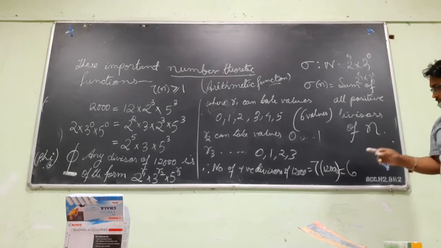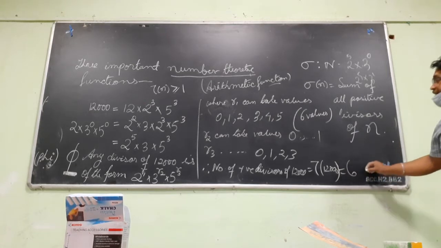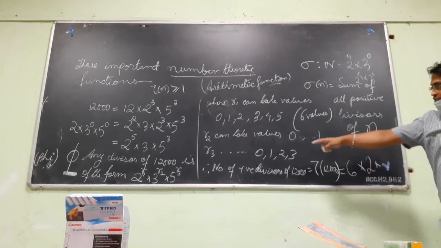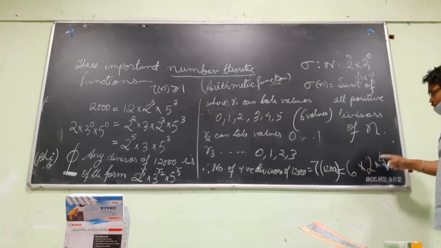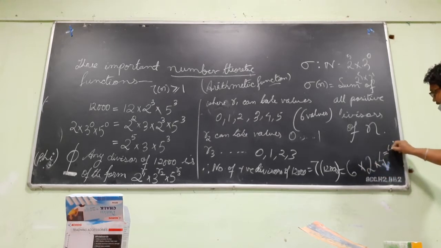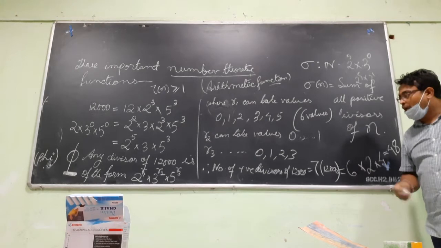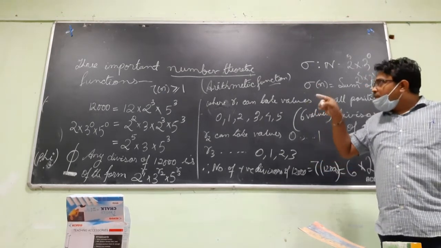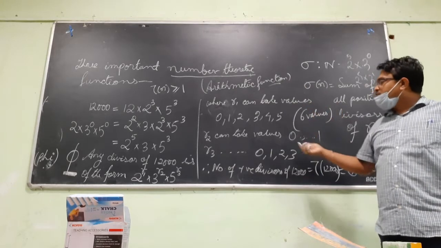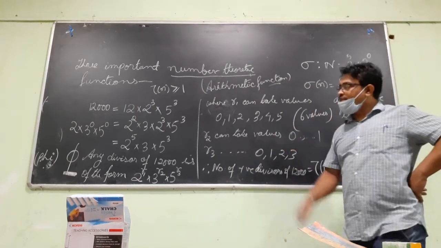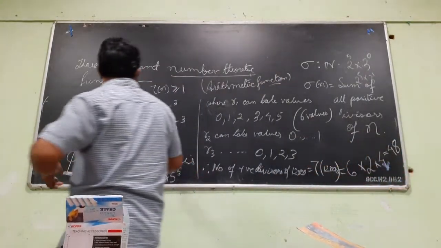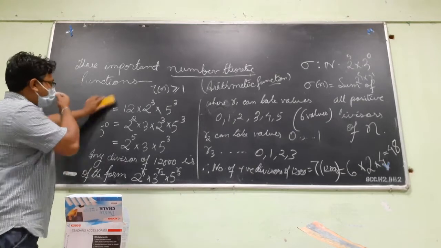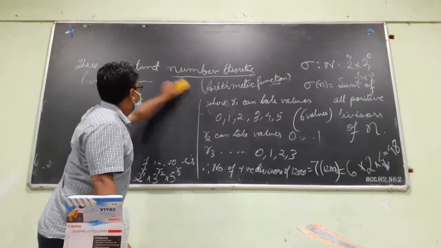So the number of positive divisors of 12,000 will be exactly 6 multiplied by 2, since R2 can take 2 values, and 4, since R3 can take 4 values. So it is 6 into 2 into 4, which is 48. So tau of 12,000 is exactly 48. So how to find this value of tau? Just prime factorize the number, and then see the number of possibilities. So immediately we can have this very important result.